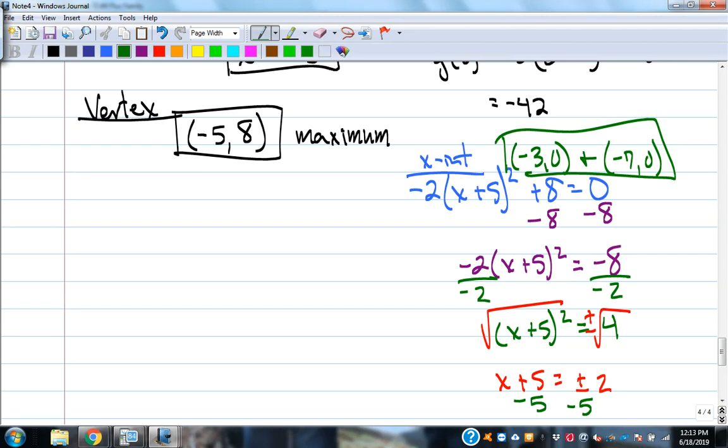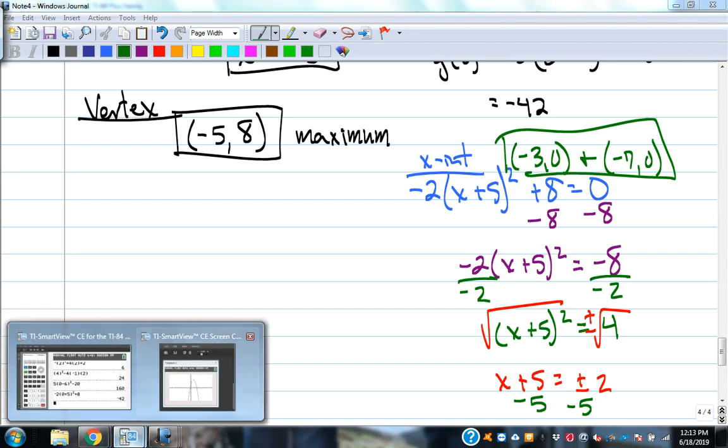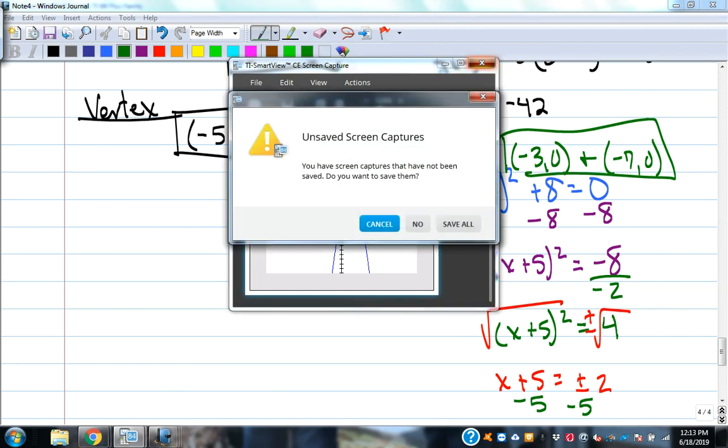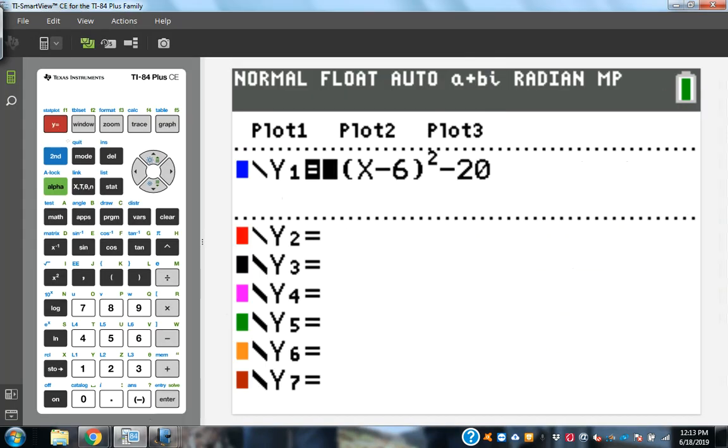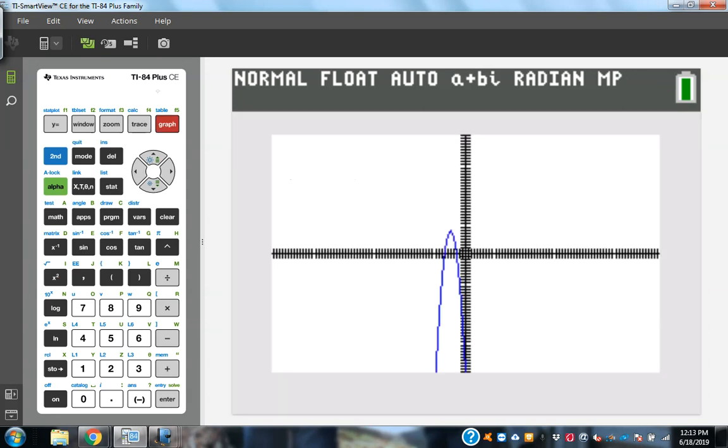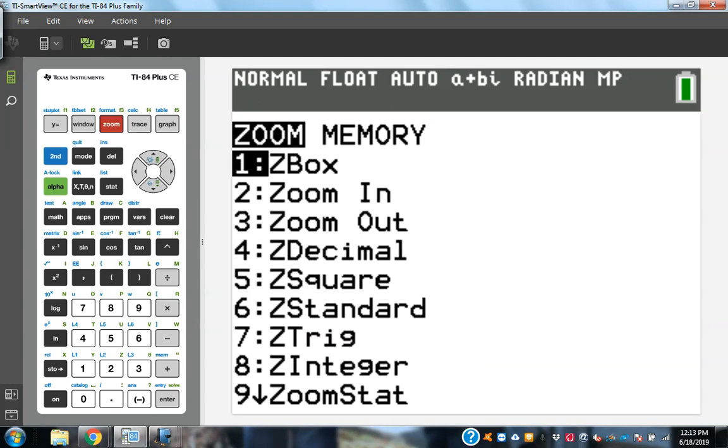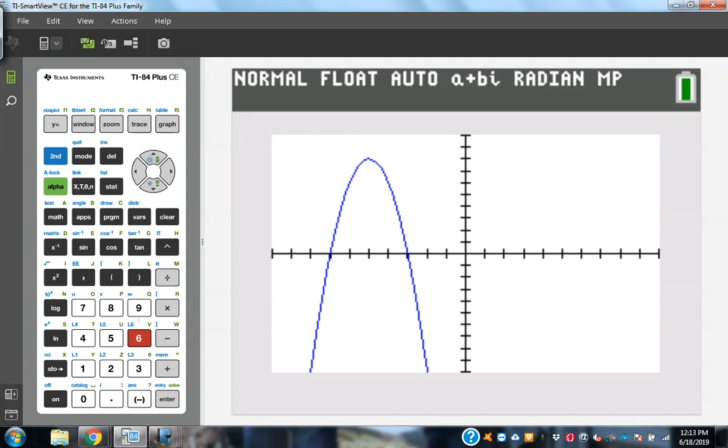Let's verify that with our graph. Equals, type in that equation. So clear that one out. -2 parentheses x plus 5 squared, and then plus 8. Hit graph. I'm gonna show you how to get your graphing calculator back to the normal window. You hit zoom 6. That'll set it back to the 10 by 10 window that it's normally at. Okay, zoom 6 always sets it back to 10 by 10.